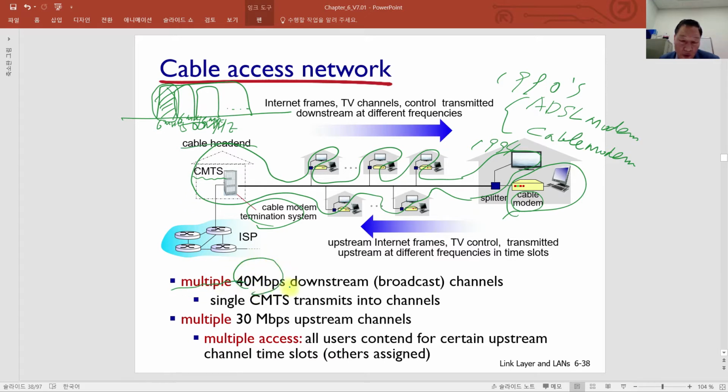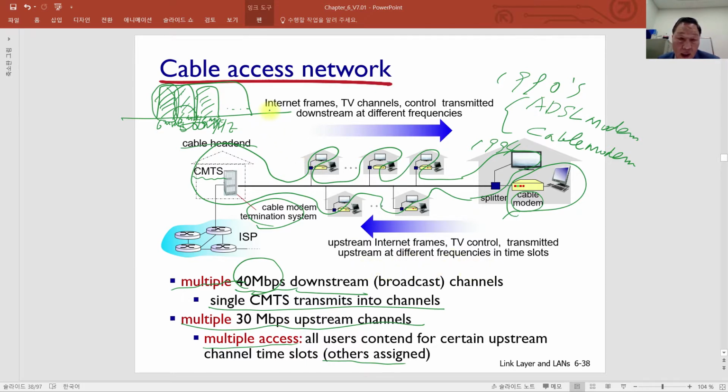Multiple 40 Mbps downstream channels. This one is being used for the downstream channel. And here, around 40 Mbps can be implemented using this analog 6 megahertz channel. And multiple 30 Mbps upstream channels. And this one is using a multiple access scheme because all users contend for certain upstream channel time slots, and those will be explained in the next slide.